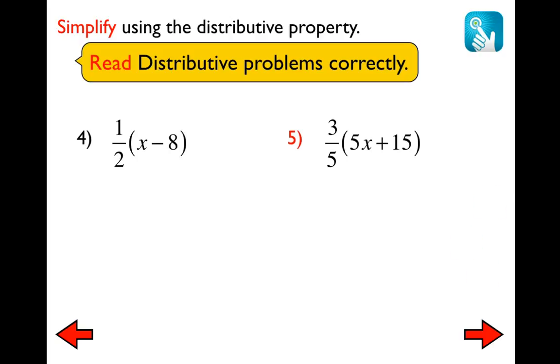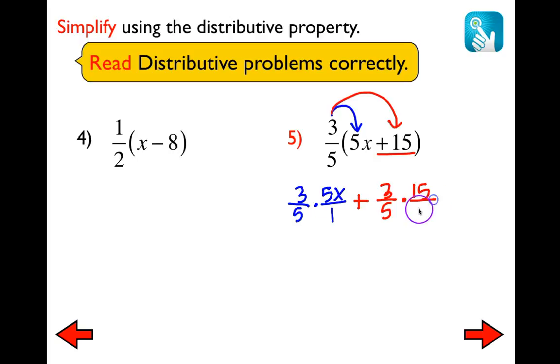So now let's work this problem out. First things first, distribute the 3/5. Let's use a different color here. Let's distribute the 3/5 to the 5x. So we're going to do 3/5 times 5x. I'm going to make it into a fraction right now and put it over 1. Now we're going to do 3/5 times a positive 15. So a positive times a positive is a positive. I'm going to put 3/5 times 15, and again I'm just going to put it over 1 to make it into a fraction right away.